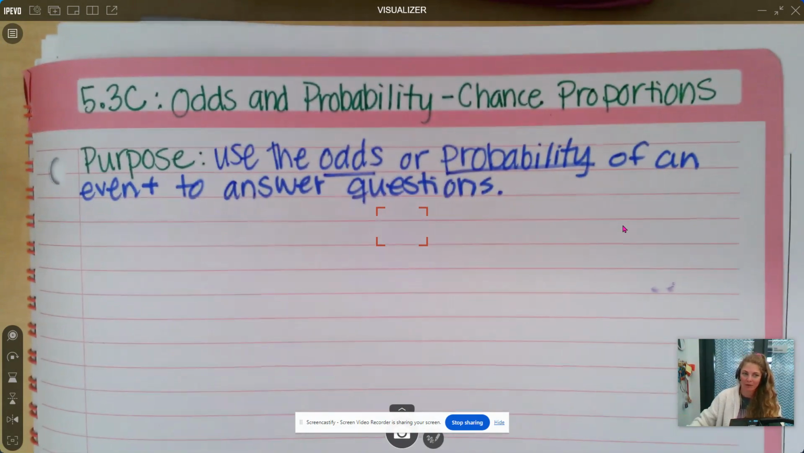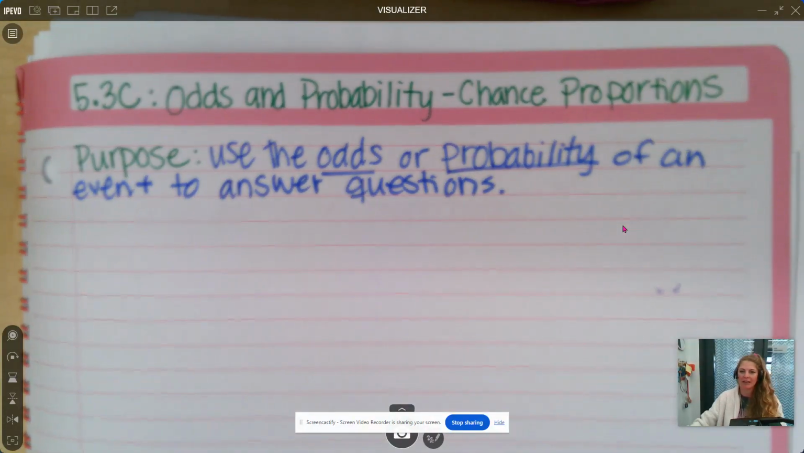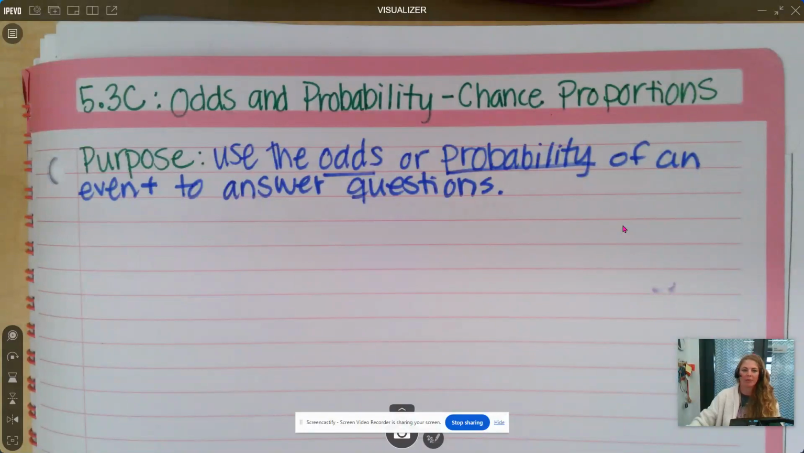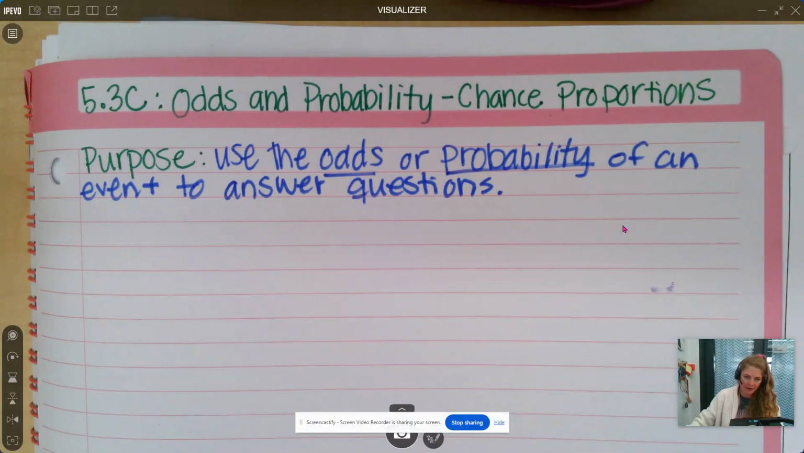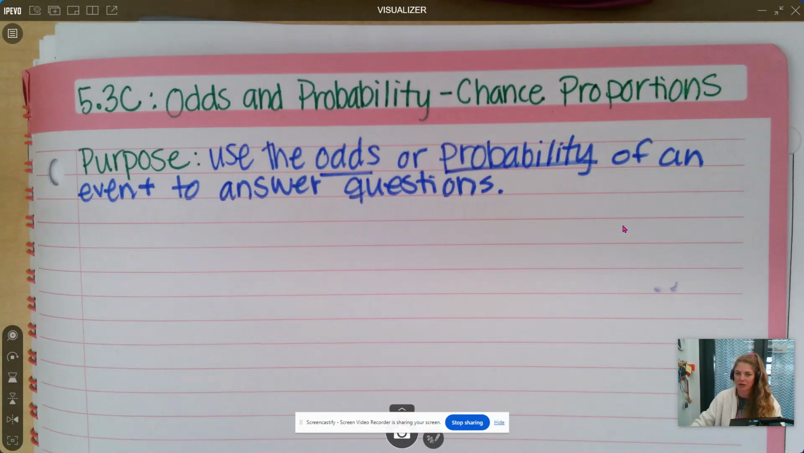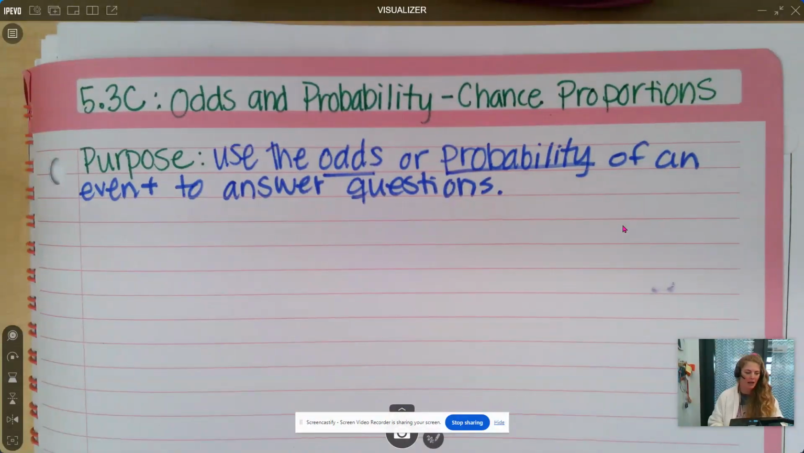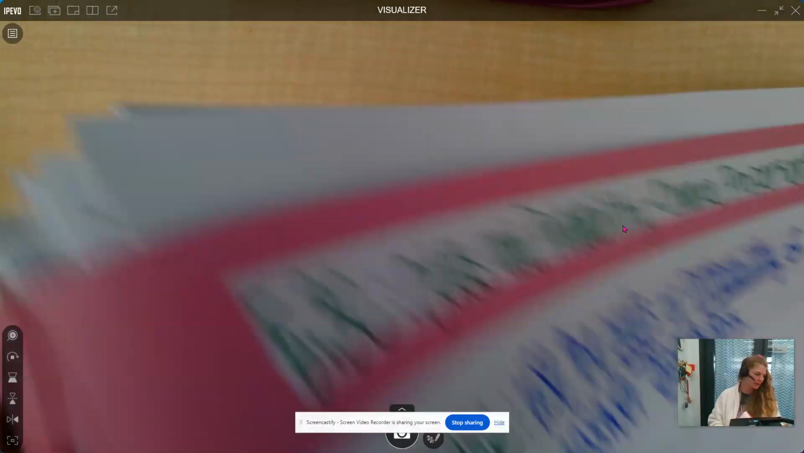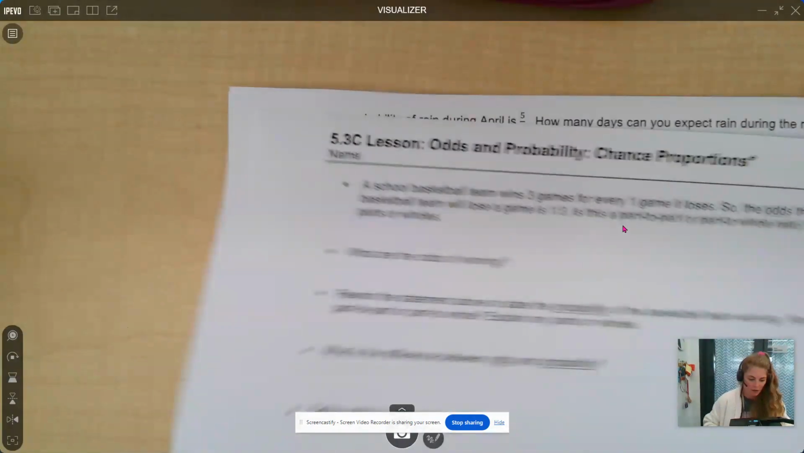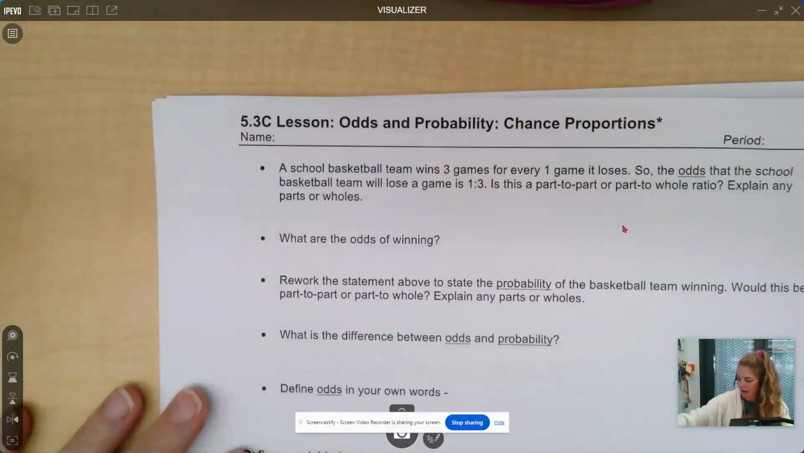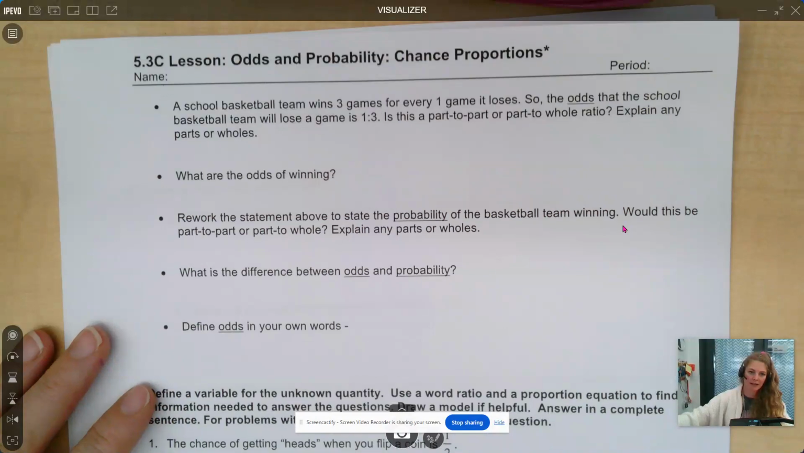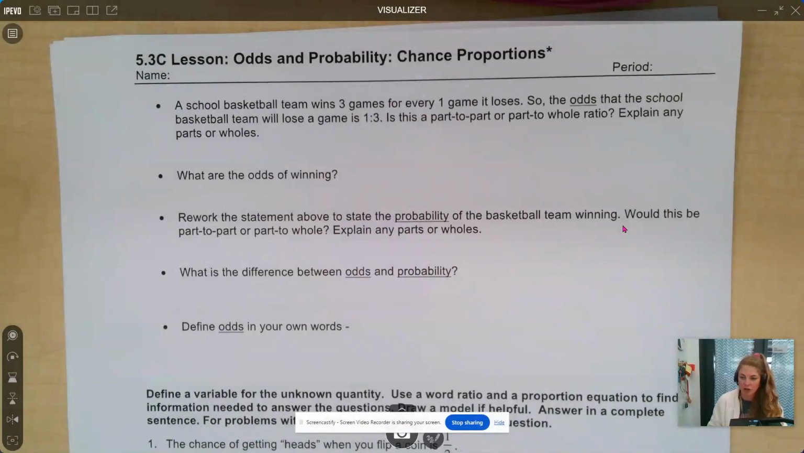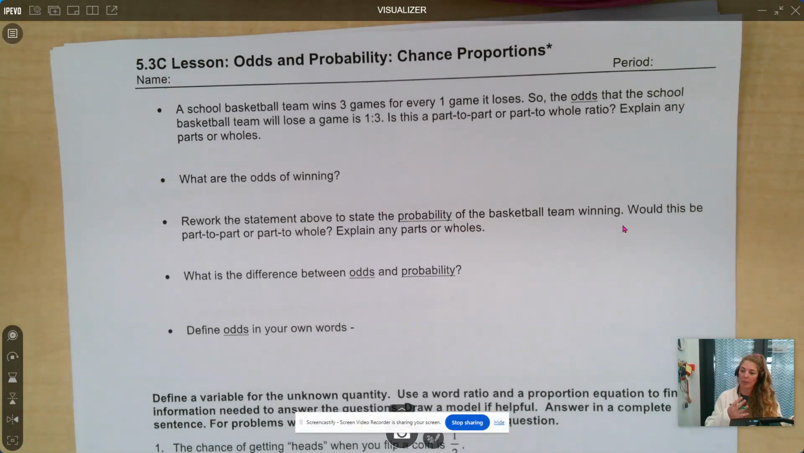We're going to be doing 5.3c, which is odds and probability, chance, proportions. So our purpose today is to use the odds or probability of an event to answer questions. There's no reflection for this lesson. And you have a printout of this lesson that we're going to be completing together. So hopefully you got that notebook purpose written down. So 5.3c lesson again, odds and probability, chance, proportions. When we look at odds, odds are a part to part, where probability is a part to whole.